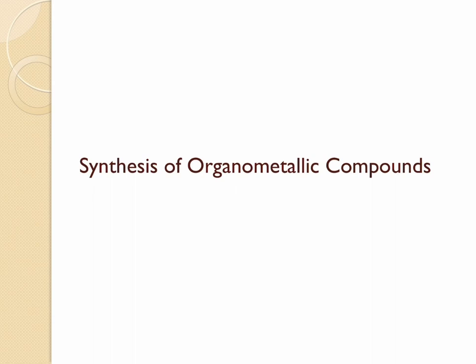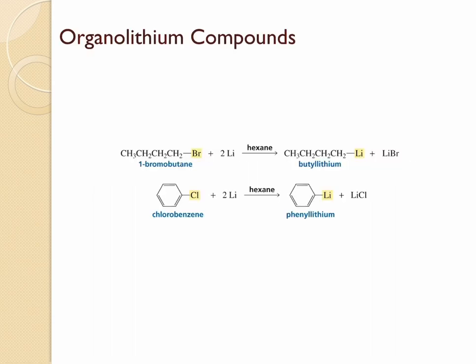Synthesis of organometallic compounds. Organolithium compounds are generally prepared by adding lithium to an alkyl halide in a nonpolar solvent such as hexane. For example, when you take 1-bromobutane and react it with lithium in the presence of hexane or other nonpolar solvents, you will be able to get butyl lithium. And you can also conduct exactly the same reaction with aryl halides.